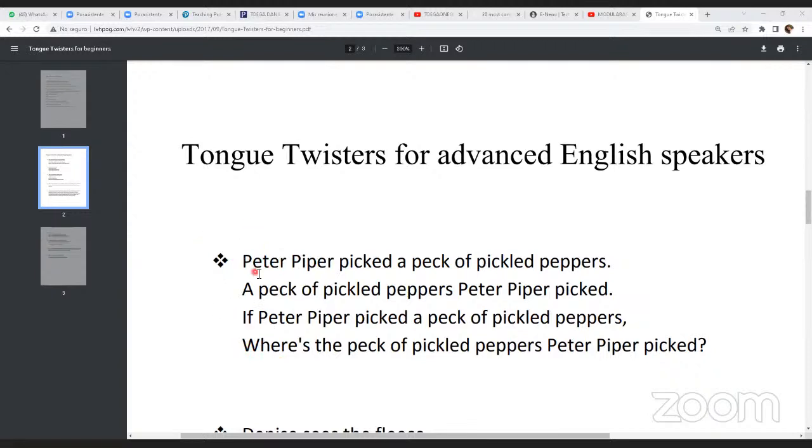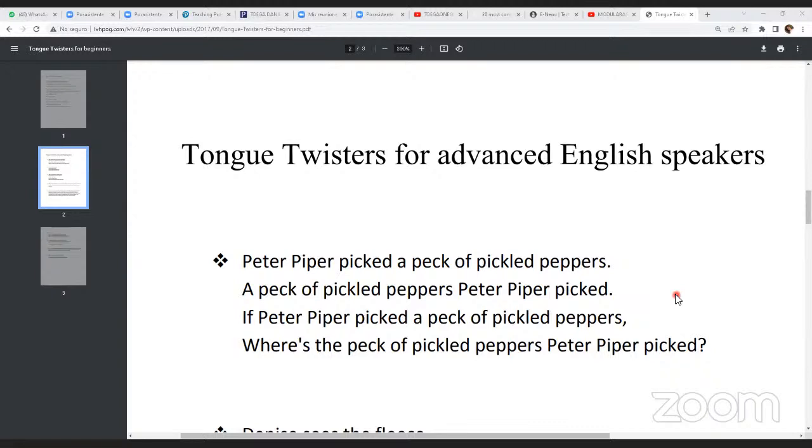Okay. Peter Piper picked a peck of pickled peppers. A peck of pickled peppers Peter Piper picked. Peter Piper picked a peck of pickled peppers. Where's the peck of pickled peppers Peter Piper picked? All right, yes, that's the whole one. That was my first tongue twister. I did it right.